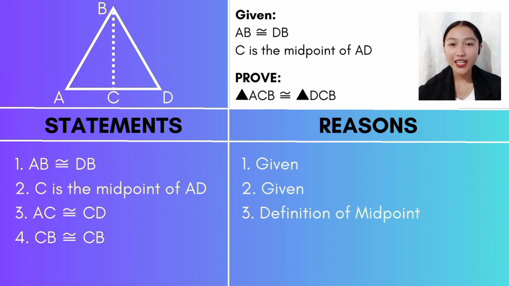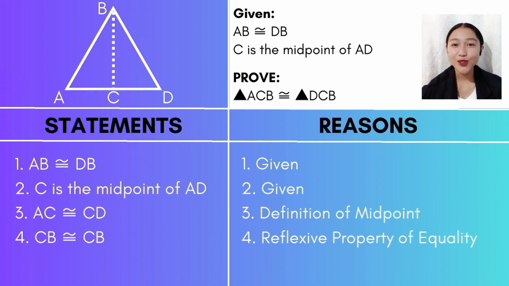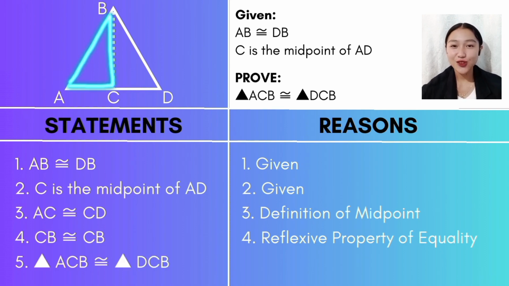For number 4, of course, each triangle shares the side CB, and we can say that CB is congruent to itself. This is due to the reflexive property of equality, which states that a quantity is always equal to itself. If all these corresponding sides are congruent, finally, we can conclude that for number 5, triangle ACB is congruent to triangle DCB.